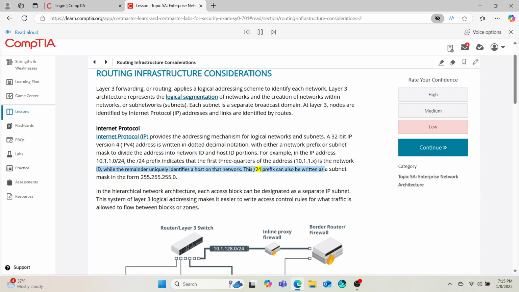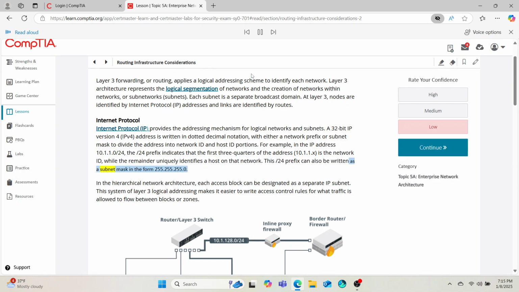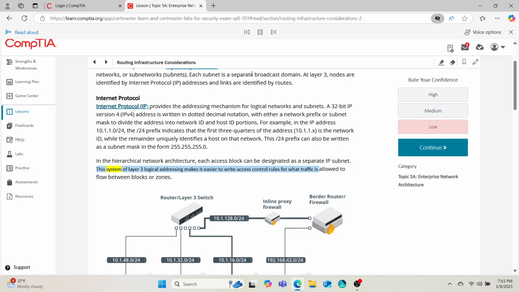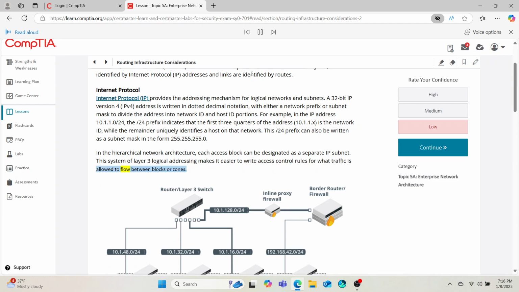This /24 prefix can also be written as a subnet mask in the form 255.255.255.0. In the hierarchical network architecture, each access block can be designated as a separate IP subnet. This system of layer 3 logical addressing makes it easier to write access control rules for what traffic is allowed to flow between blocks or zones.